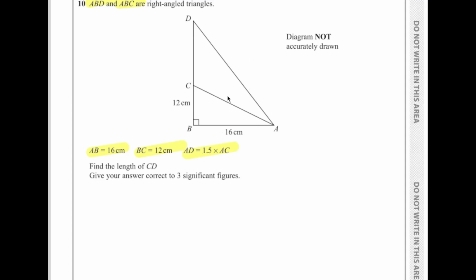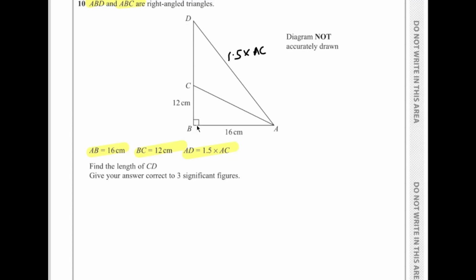We've been given here AD equals 1.5 times AC. So this is a hint. So how to get CD? You need to think like this backward. To get CD or DC, which length to be figured out? Now I know that DC lies in this DB. It is one part of this full length. Therefore, if I can get DB, then I can get DC by subtracting 12 from DB. So how to get DB?